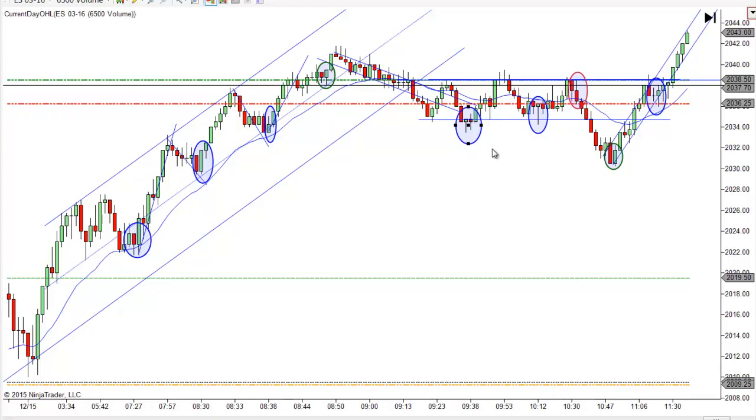So I didn't mark that one. It probably could be green, but I'm not even going to mark it. I just don't like that signal bar. But hopefully you understand why that's a second entry.